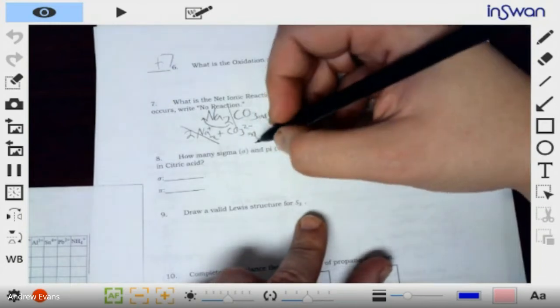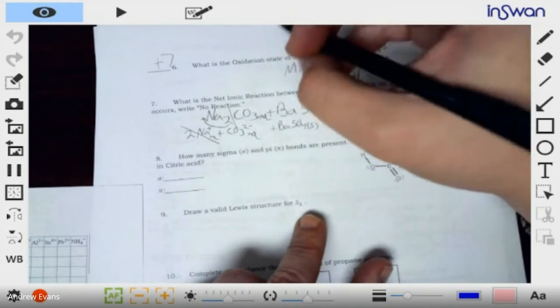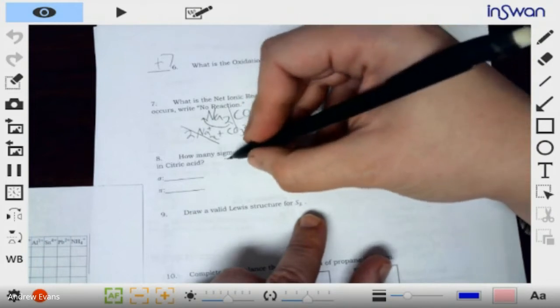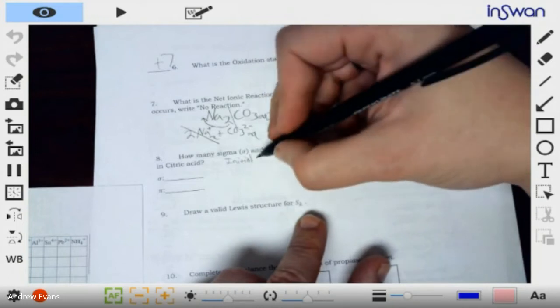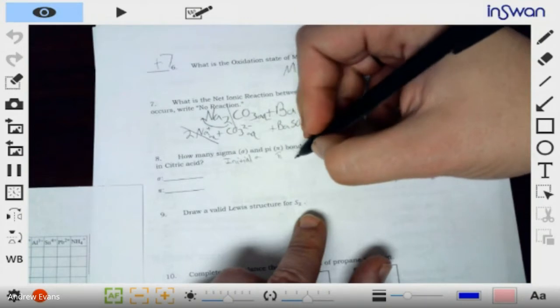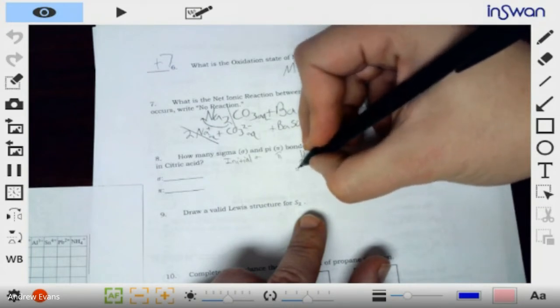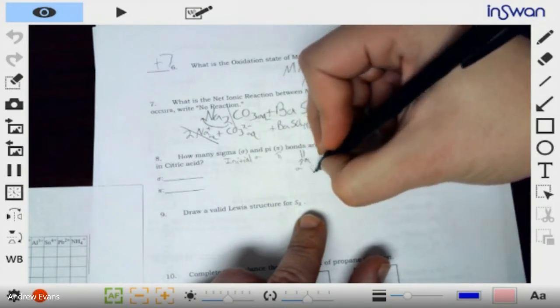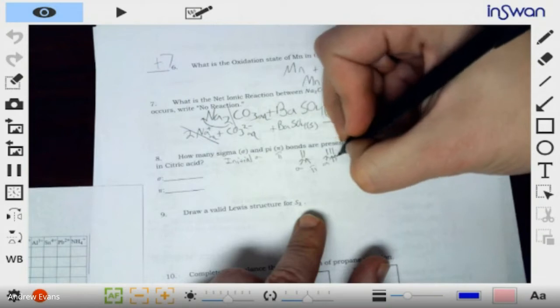Now, sigma and pi is very easy. Sigma is essentially every single bond, every initial bond. We count all the bonds once. Every initial bond is a sigma. The pi is a secondary bond. When we have a double bond, it is going to be 1 sigma and then 1 pi. A triple bond is going to be 1 sigma and 2 pi.